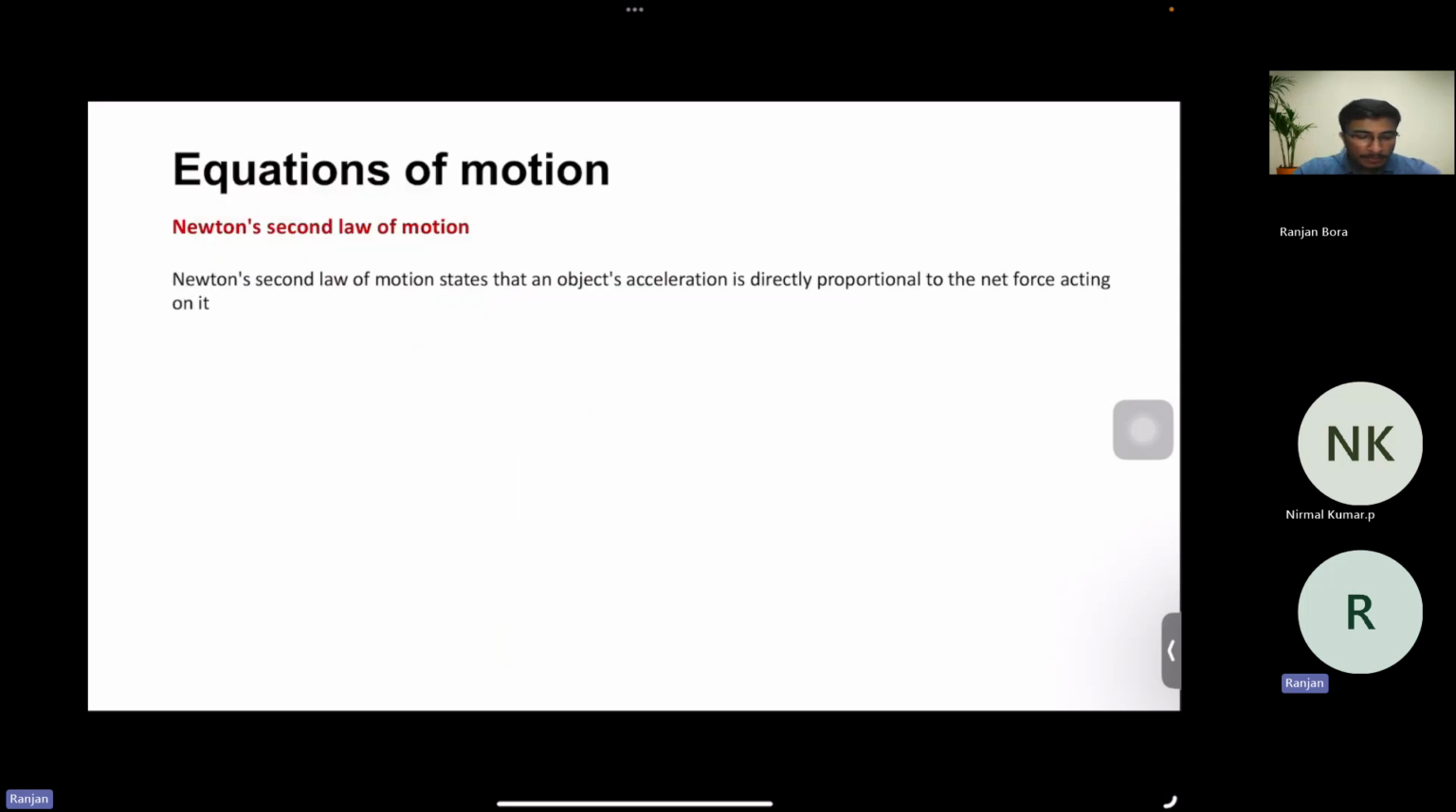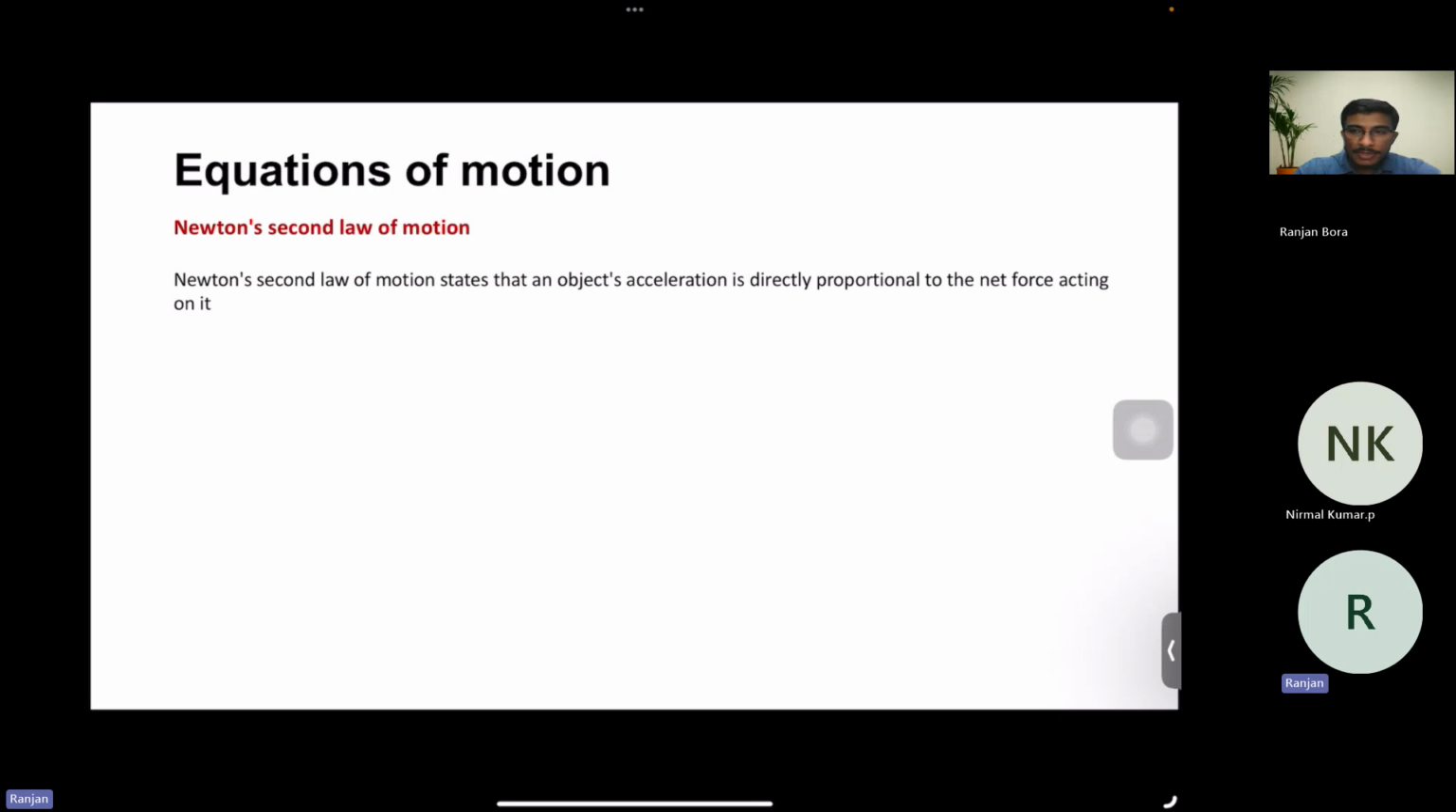Okay, I'll start with equations of motion. In the last week, I solved some numerical problems for finding the joint reaction force using different methods, like the force equilibrium method, the vector force method, and Lami's theorem. And today I will explain Newton's second law of motion, and after that I will explain moment of inertia, and I will solve some problems using these two concepts.